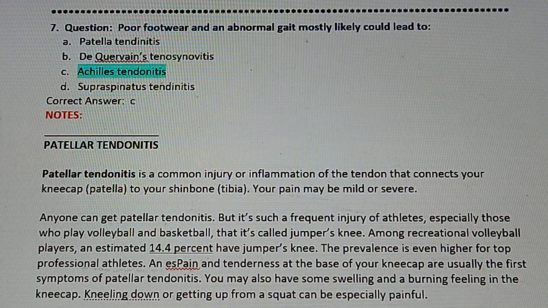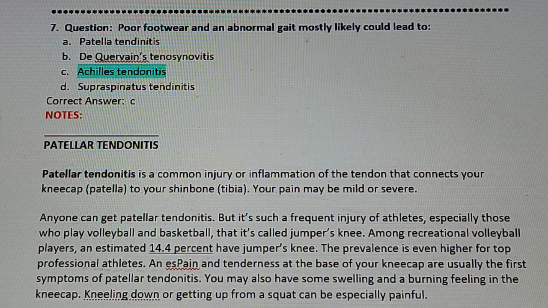Letter D, the supraspinatus tendinitis, still inflammation of the tendon of your supraspinatus muscle. Supraspinatus, like I said, is located on the upper portion of your scapula. It's one of the rotator cuff muscles. Okay, so I have here the answer is the Achilles tendinitis. That's letter C. If you have poor footwear and an abnormal gait, that's the Achilles tendinitis. That's the answer. Okay, so I have here some information about all the choices, and just take a look at this.